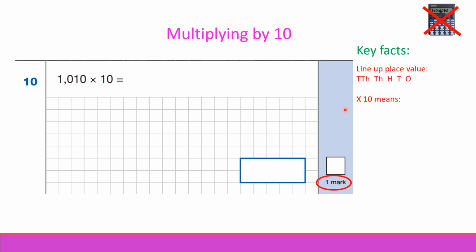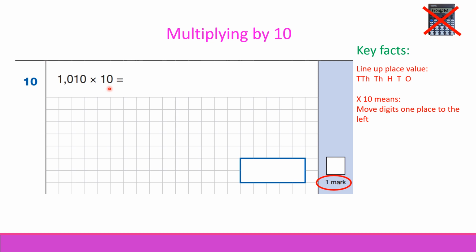Now when we multiply by 10, what this actually means is that we need to move the digits 1 place to the left. So once we've lined them up and put them in order, all these digits here are going to move 1 place to the left. Okay, so that's towards the left-hand side of your page. Now, if I was multiplying by 100, then the digits would move 2 places to the left. If I was multiplying by 1,000, they would move 3 digits to the left. So it depends on how many zeros here as to how many digits you move to the left.